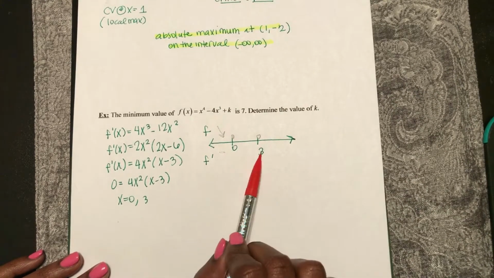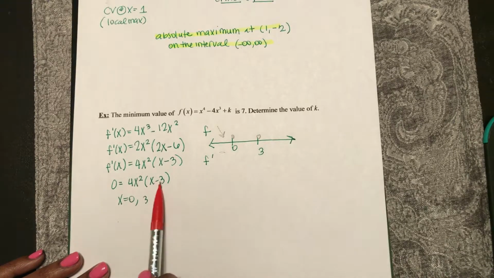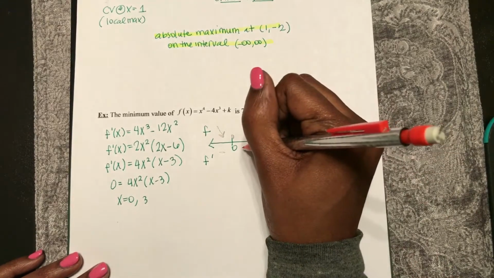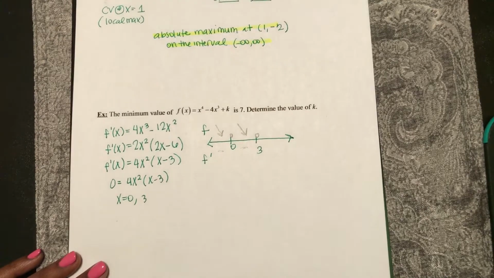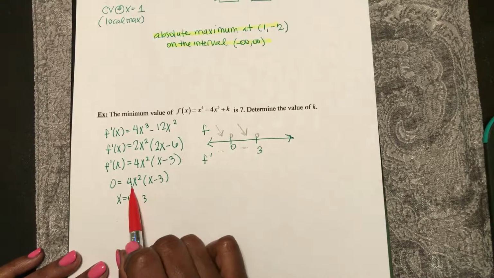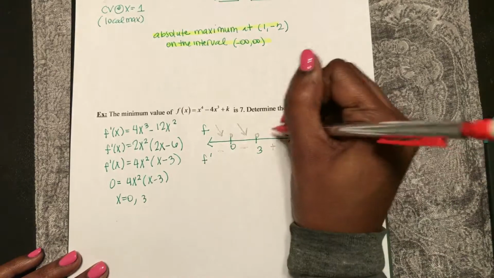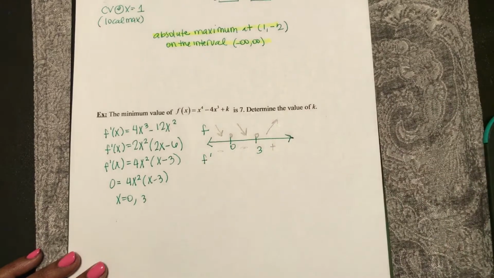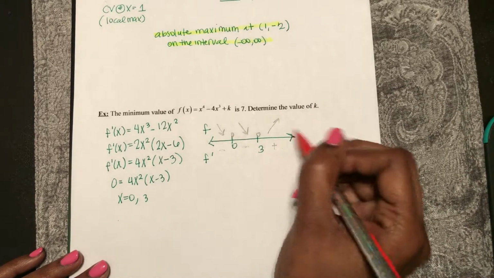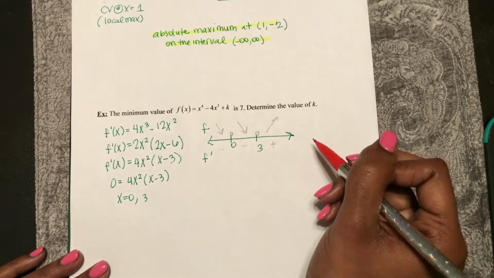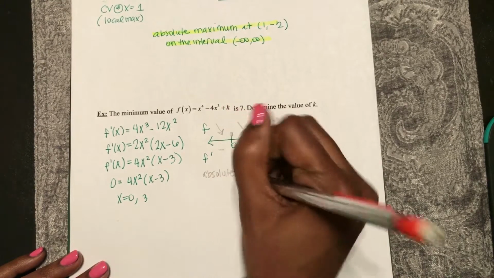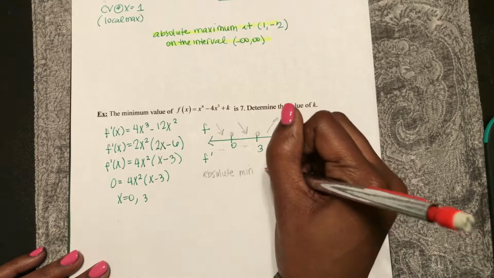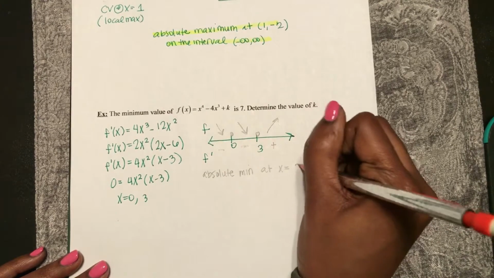Between 0 and 3, I could pick 1. That's a positive times a negative, which is a negative. It's also decreasing. And then, bigger than 3, I can choose 4. That's a positive times a positive, which is a positive. It's increasing. So therefore, since it's an open interval from negative infinity to infinity, my absolute min is at x equals 3.